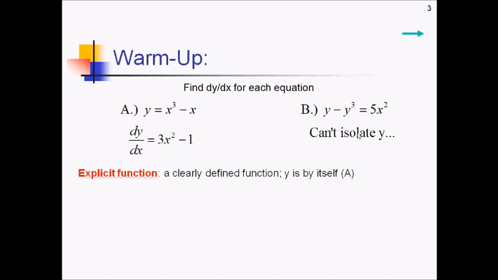Part B is an illustration of something called an implicit function. This is kind of a hidden function. Here, maybe it's possible to express y as a function of x, but it's very tough to get y by itself and actually do that. So in today's lesson, we're going to figure out how to handle situations like part B, these implicit functions.